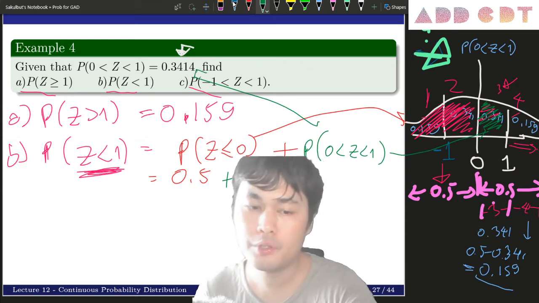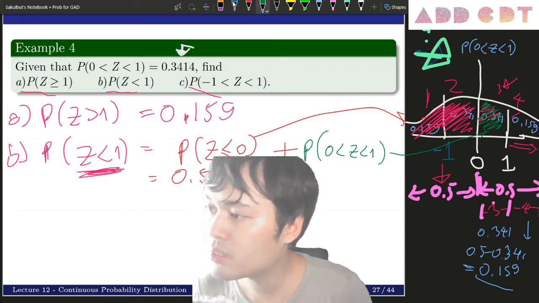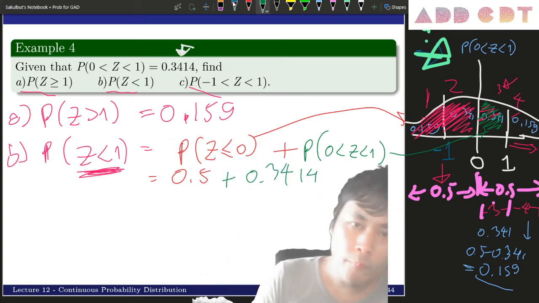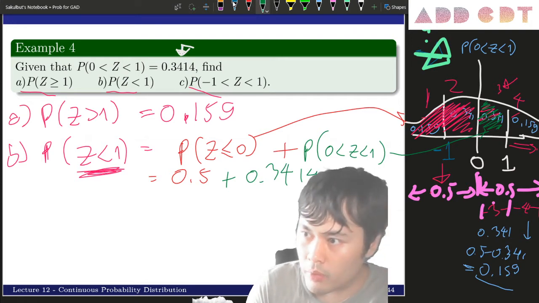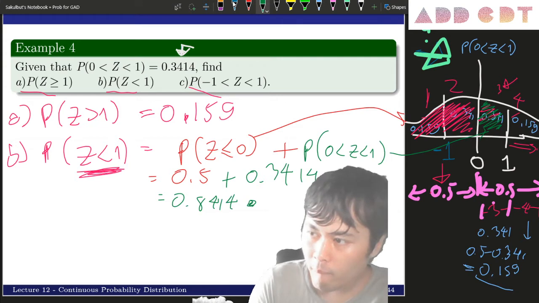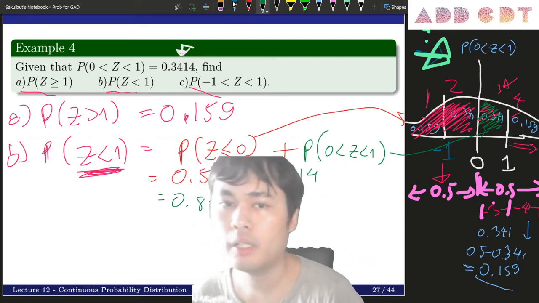If you want to go to the old school method, you can use a Z table, whatever you want. So that's 0.3414. That gives a sum of 0.8414. Bam! Second one, that's done.